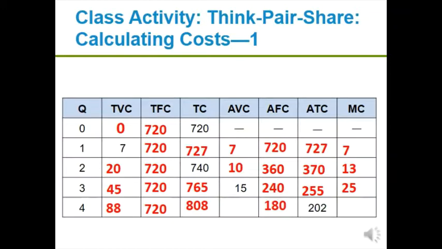And from here, we can calculate both our average and marginal cost. Our average variable cost is going to be that 88 divided by 4 units of output, $22. And our marginal cost is going to be the additional cost from producing this 4th unit of output, $43. And that's going to be both the increase in variable cost and also the increase in total cost.